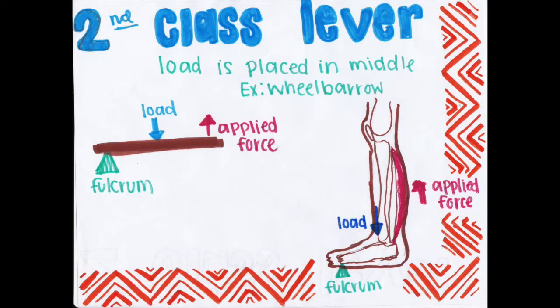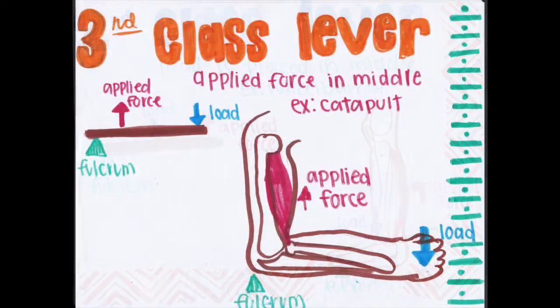A second-class lever is when the load is positioned between the applied force and the fulcrum. An example of this is when the ankle extends by the use of the calf muscle. The fulcrum is the ball of the foot, which stays fixed on the ground. The load is the weight of the leg, and the applied force is the calf muscle, which pulls up the leg and foot.